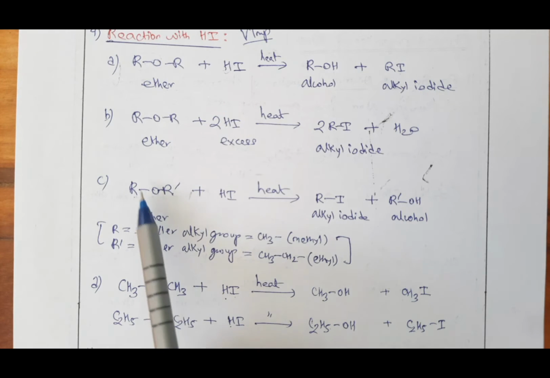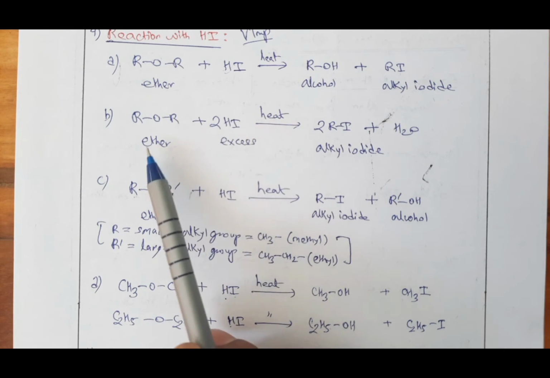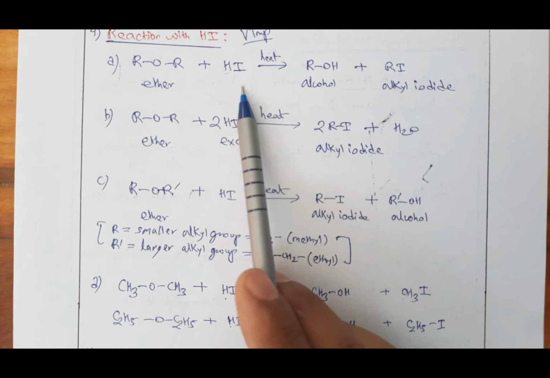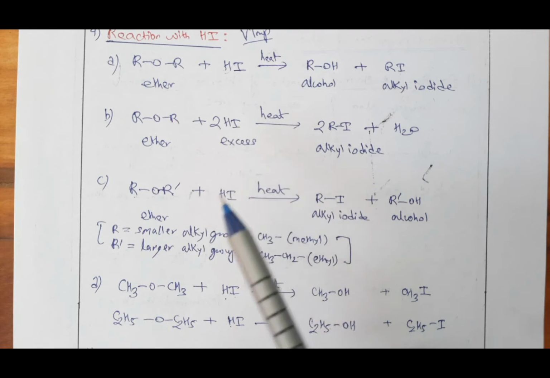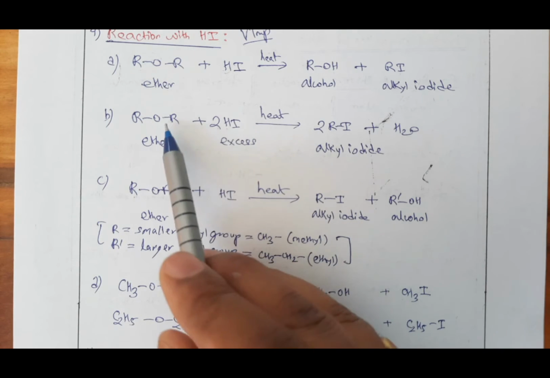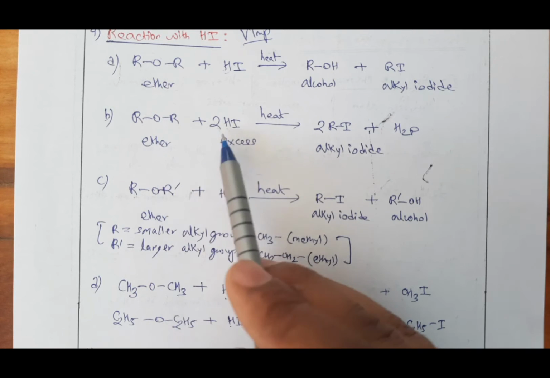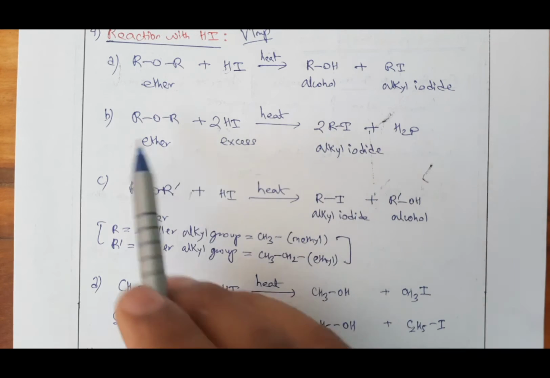Now we go to number B. When you react with excess of HI, here it is limited. Now you are reacting with excess and you are heating it. When you do so, excess means two molecules. Then this 2H will take this O to form water.